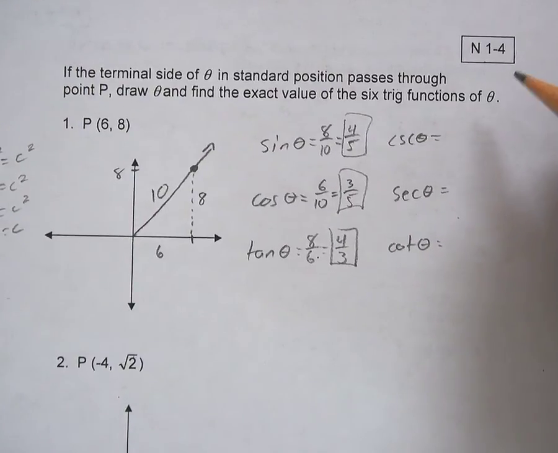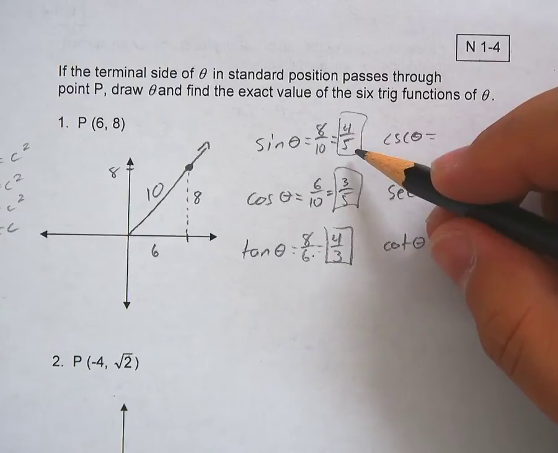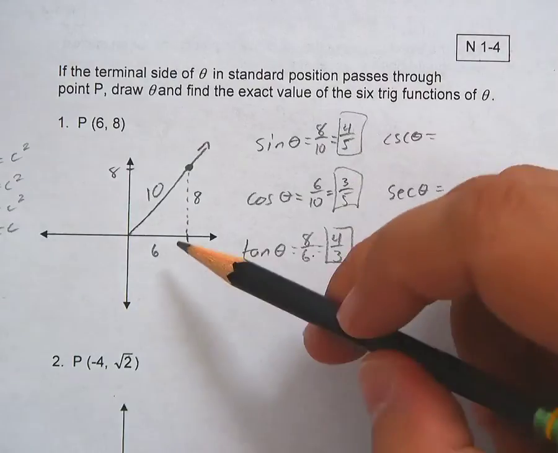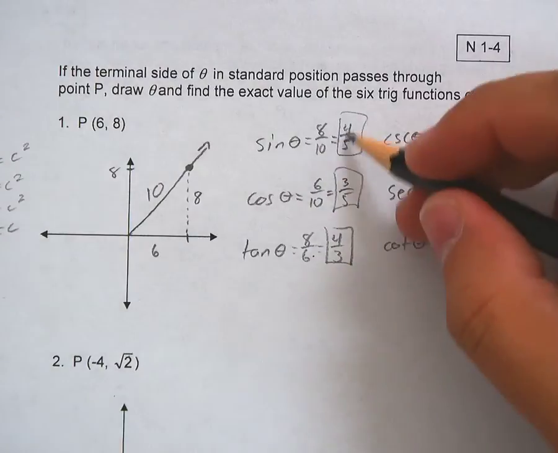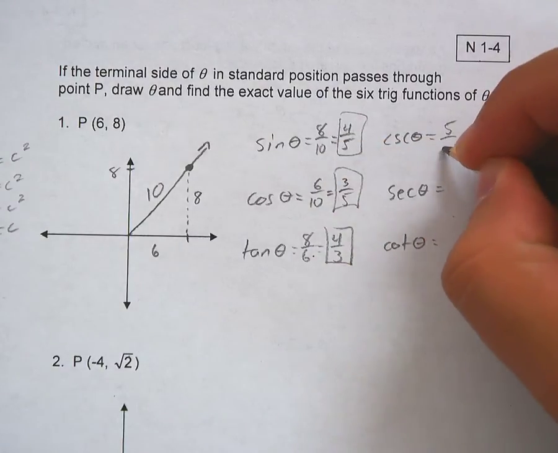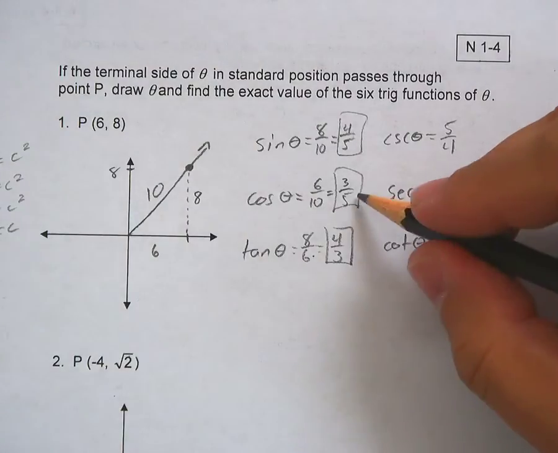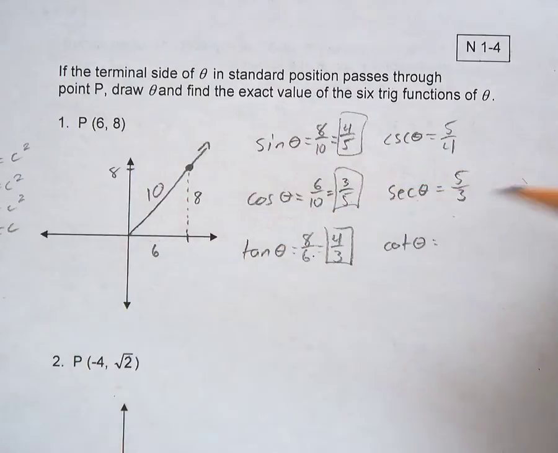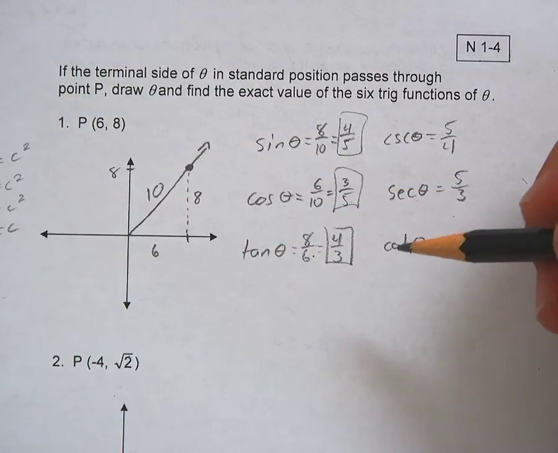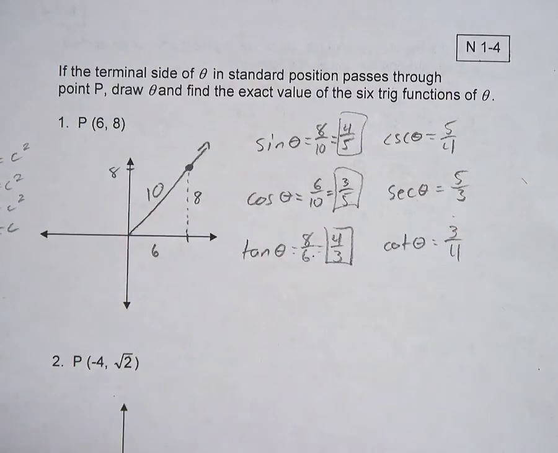Cosecant of theta is the reciprocal of this. So it was r over y, right? 10 over 8. The reciprocal of this. Well, you know that's going to simplify to 5/4. Just flip your answer here. Secant would be 5/3. Again, if you put 10 over 6, you'd simplify to 5 over 3. Cotangent is 3 over 4. And again, that's 6 over 8, x over y.